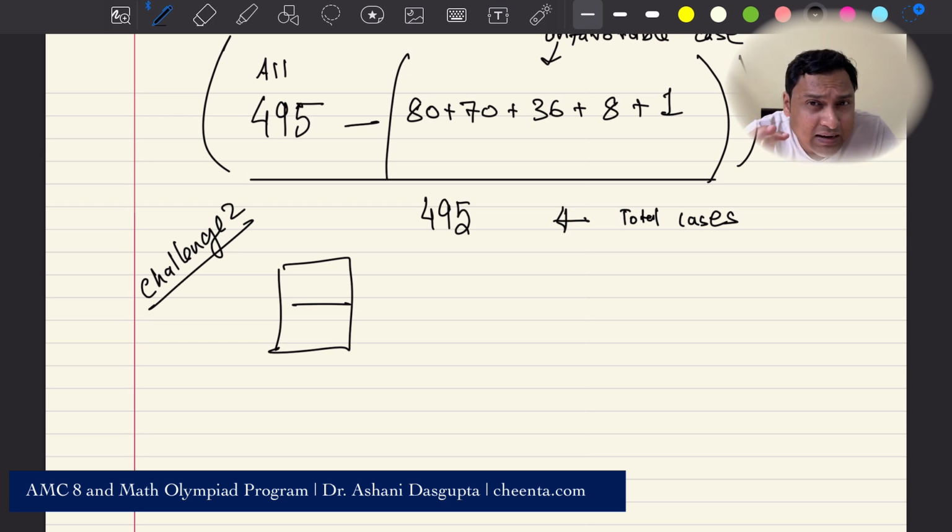At Cheenta, we believe that you start with a problem and then you go deep into some concept. And in this particular problem, we learned 2 things. What is the meaning of random distribution? And second, in this particular context, what is the meaning of the word probability? And thirdly, we learned the complementary counting method.